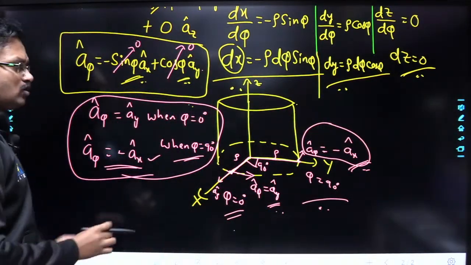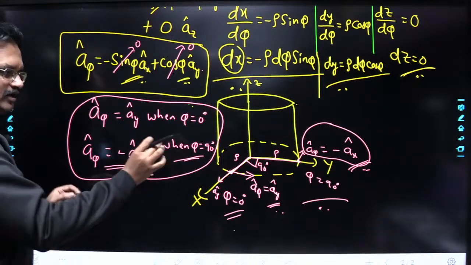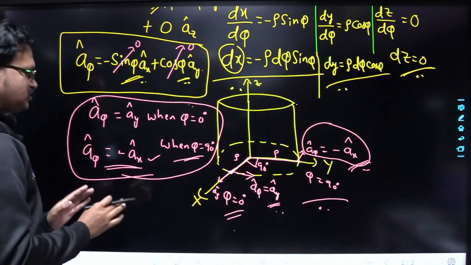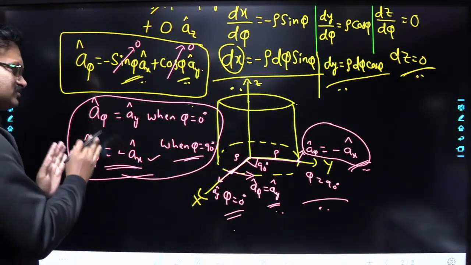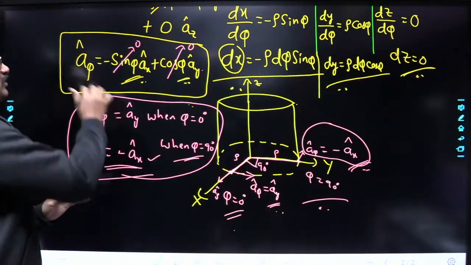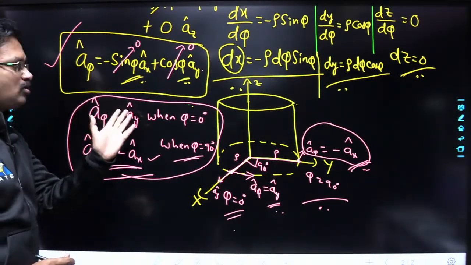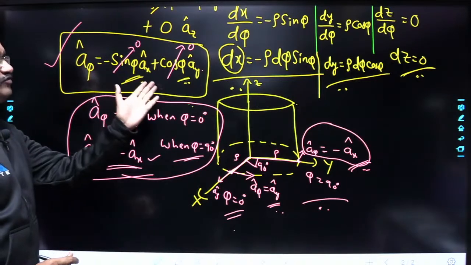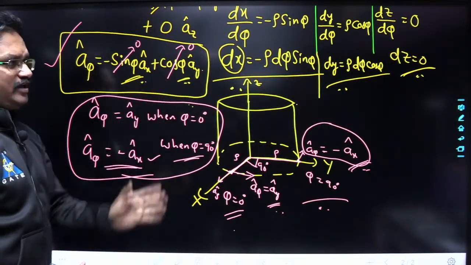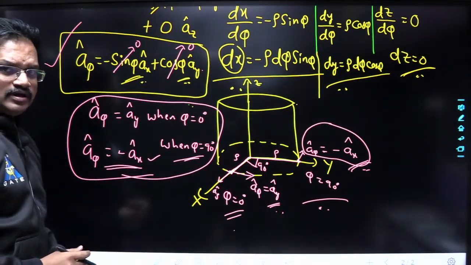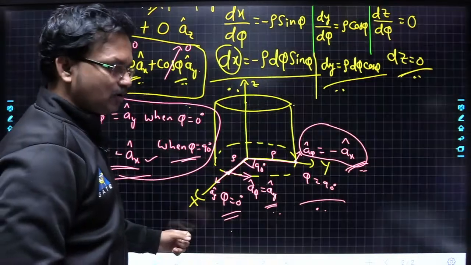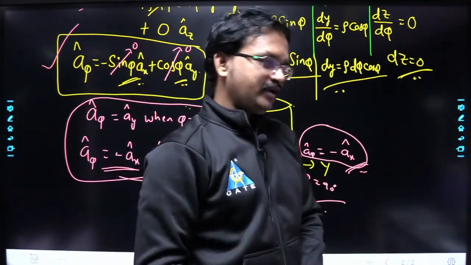Yes or no? So at each and every point here, the direction of a phi cap is given by this expression. This is the expression we have derived. Yes or no? A phi cap is equal to minus sin phi ax cap plus cos phi ay cap. Understood? Is it clear here up till now? Is it clear? Tell me.